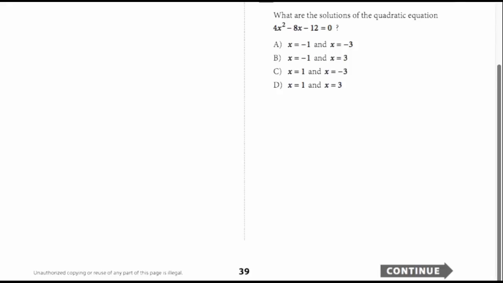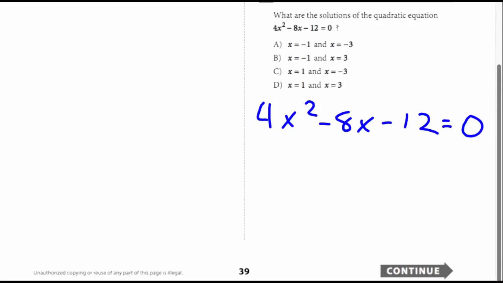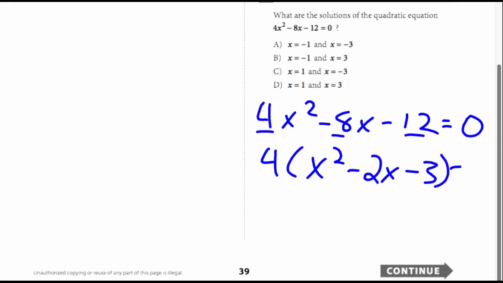For question number 3, it says, what are the solutions of this quadratic equation? And you might not be able to see it in the back, so I'm going to write a little bigger here. So I have 4x squared minus 8x minus 12 is equal to 0. Okay? And what I notice as I'm writing this out, 4 goes into every one of these terms. So I can factor out a 4, and that leaves me with x squared minus 2x minus 3.